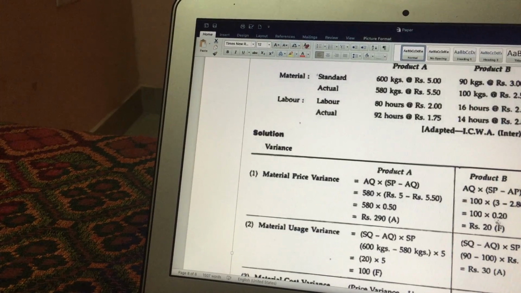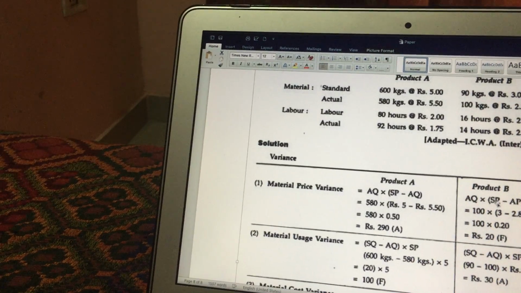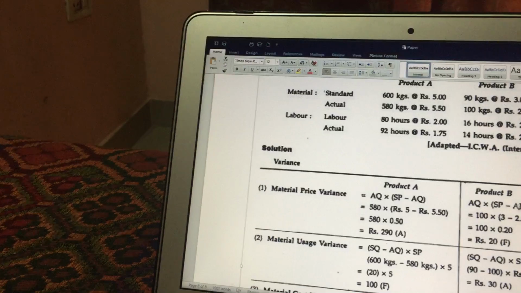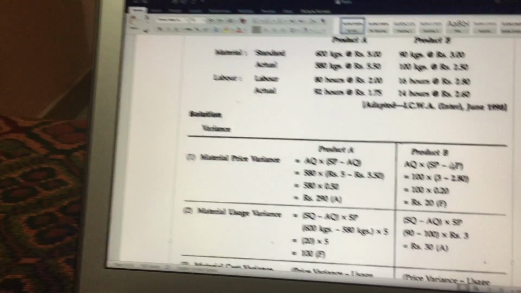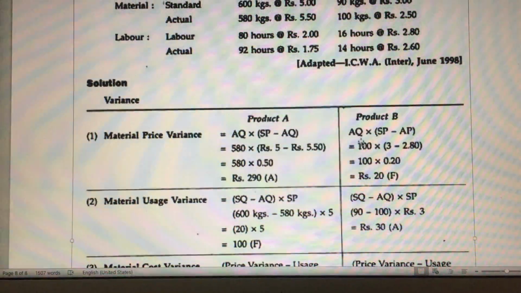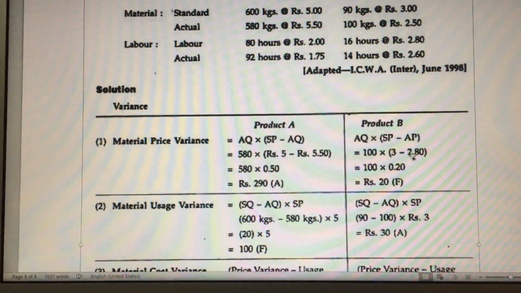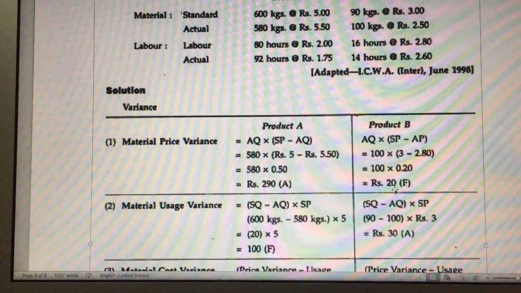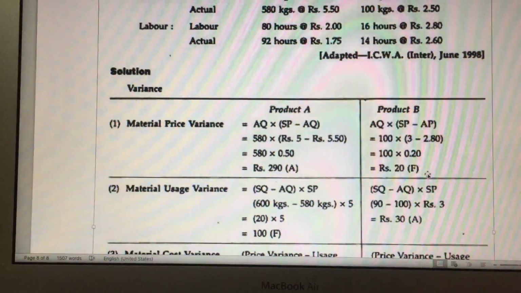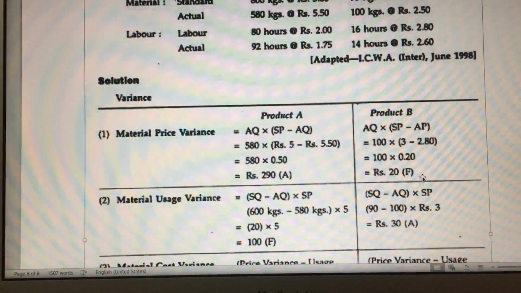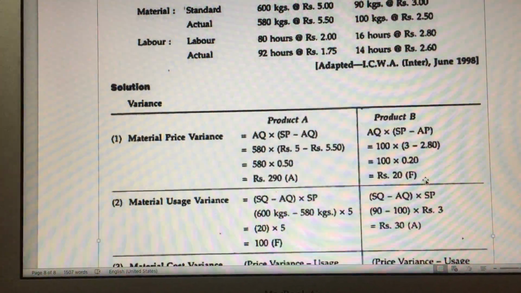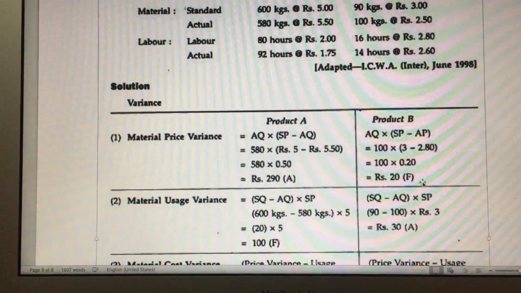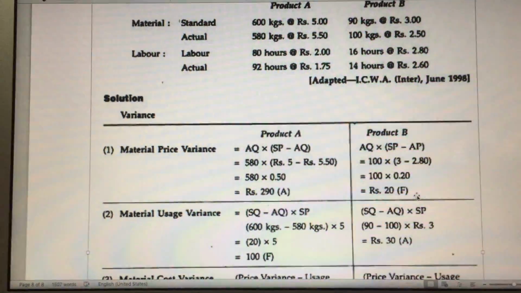In product B, you can see actual quantity into standard price minus actual price. In this, the formula is right. It is actual quantity, whereas it is actual price. So in product B, you can see 100 into 3 minus 2.80, which is 20 favorable. It means actual price was less than the standard price, meaning the way we have done production, it is beneficial. F means favorable, A means adverse.